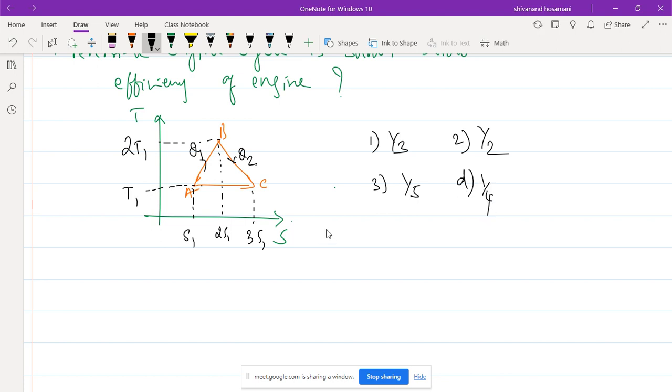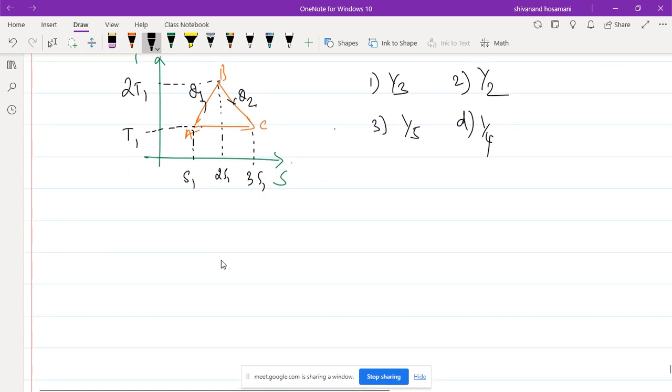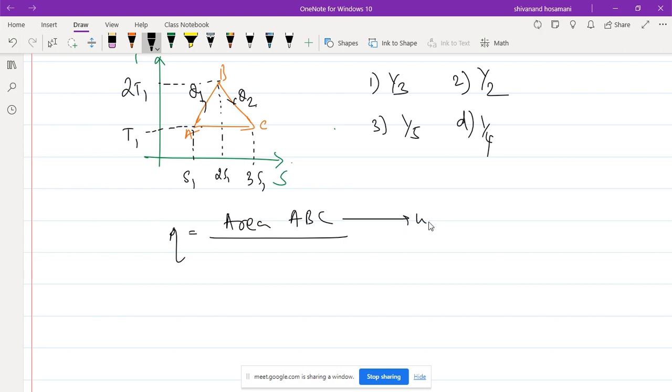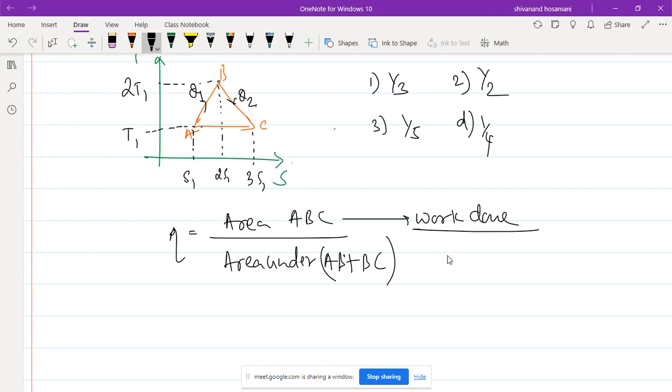Efficiency is nothing but the work done divided by the heat absorbed. Work done is the area of triangle ABC, and the heat absorbed is the area under the AB line and BC line. Observe what you get.